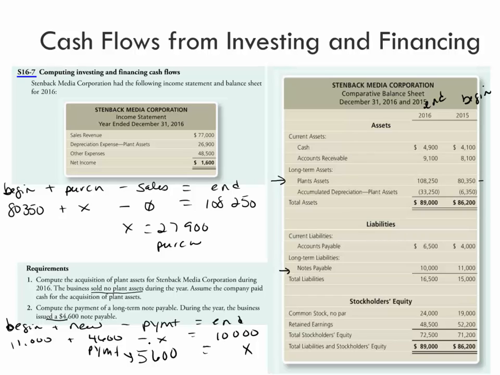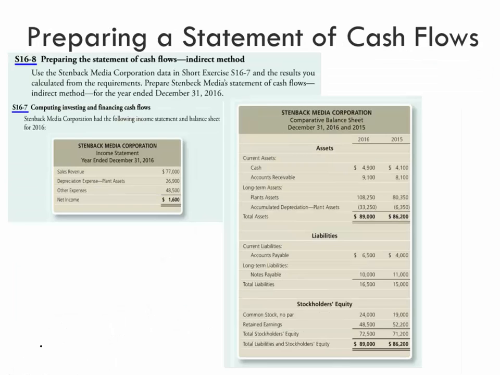The next problem has us do this entire thing. So we've already figured out some of these, right? We've got our 5,600 here and our 27,900. So we'll be able to use some of these. But I think the easiest way to work it here is to use this page to do our math here, and then put them all together.